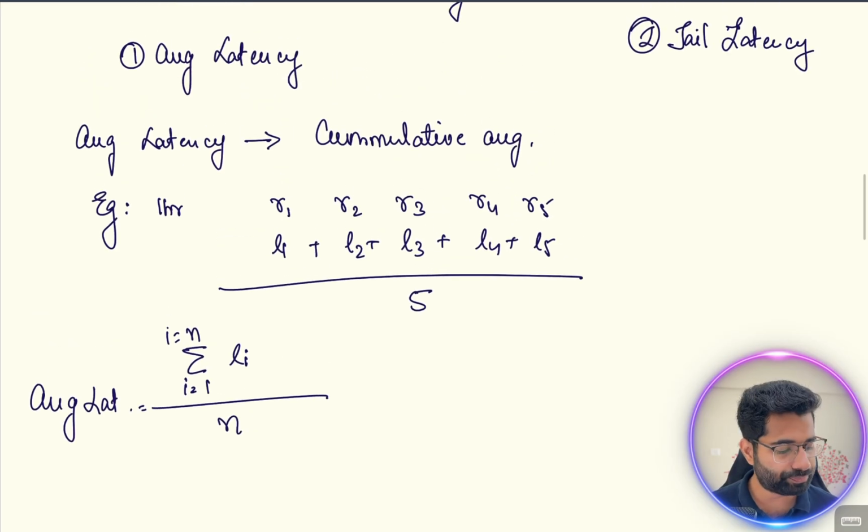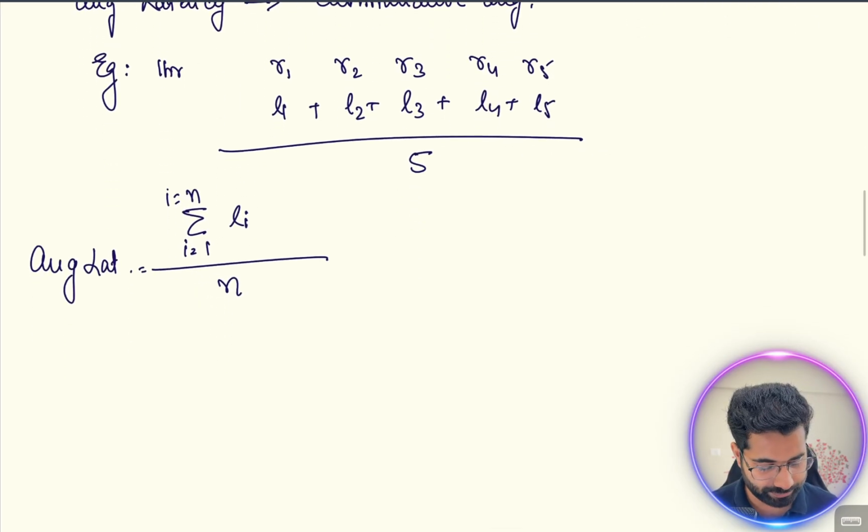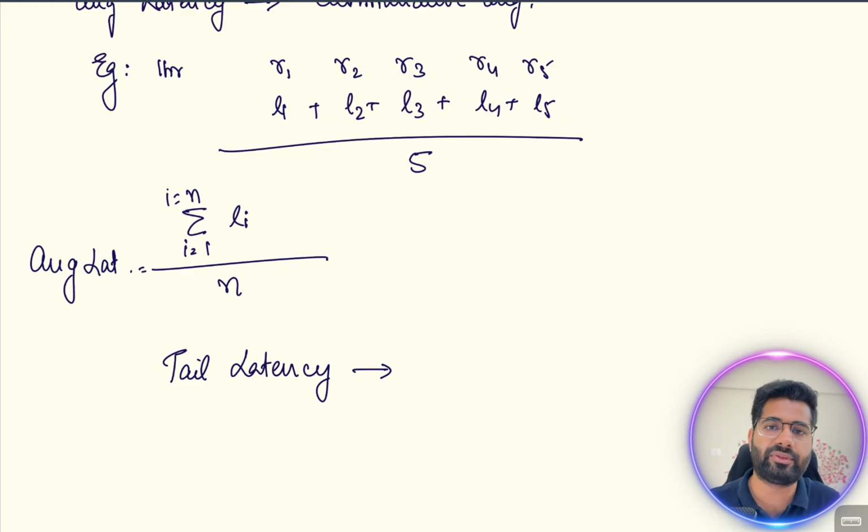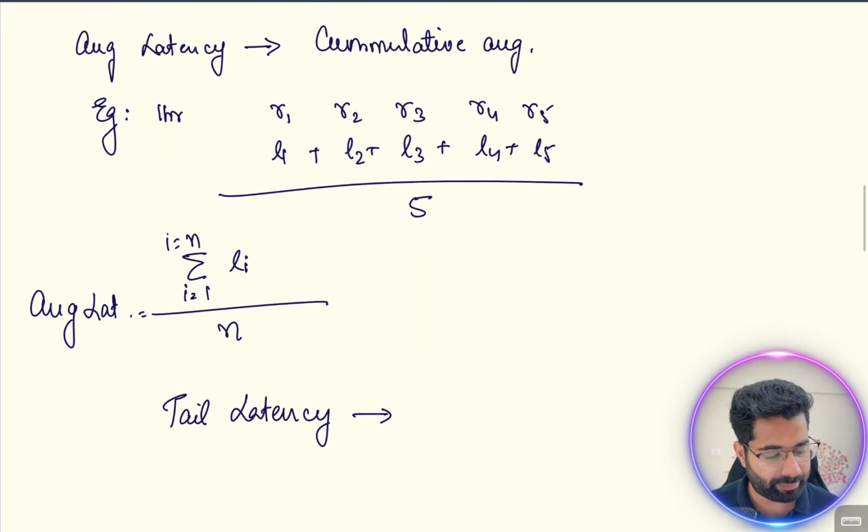Now coming to tail latency. What is tail latency? Tail latency refers to the slowest requests in a system, basically highlighting the outliers of the system. Let's take the same example.